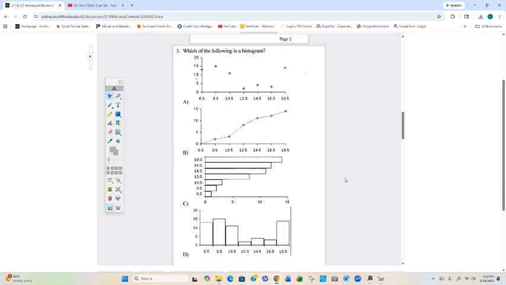Number 3, which of the following is a histogram? Graph A here has the dots, graph B has the line graph, graph C is the horizontal bars, graph D is the vertical bars. Pause the video. Okay, if you answered D, you are correct. We would have the vertical bars in a histogram.